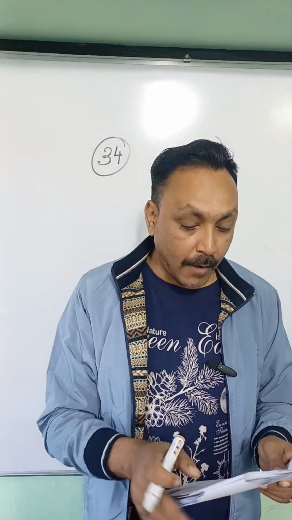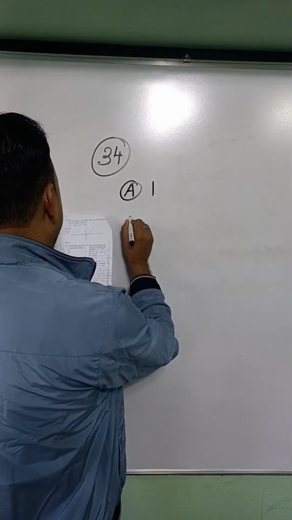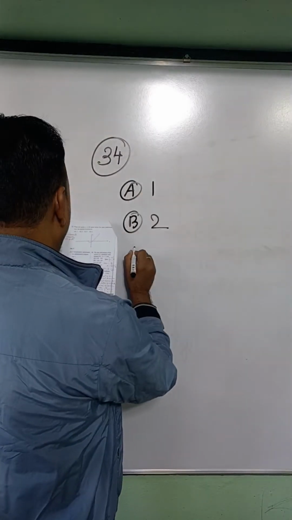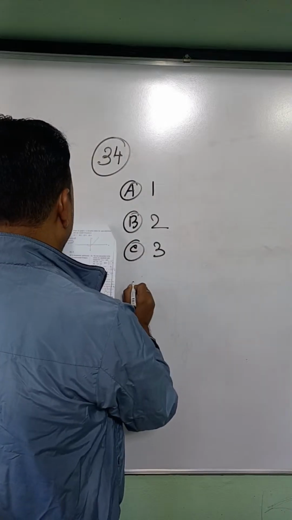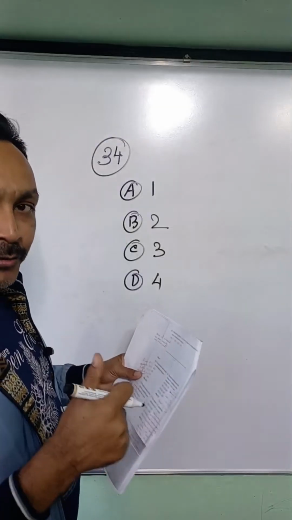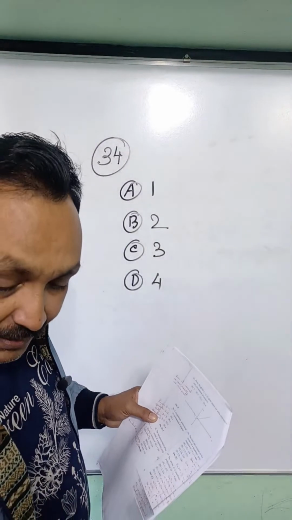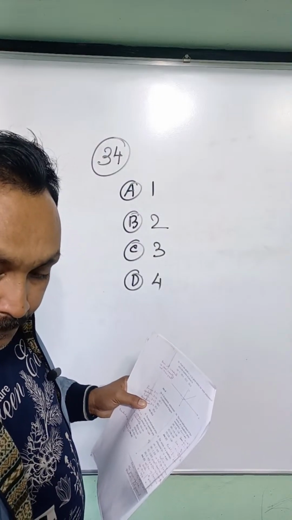So here the options are very simple. Options are A is 1, B is 2, C is 3, D is 4. Now I think you can easily answer. Can you tell me which is the correct answer? You can write in the comment box so that I can check whether you have really understood or not.